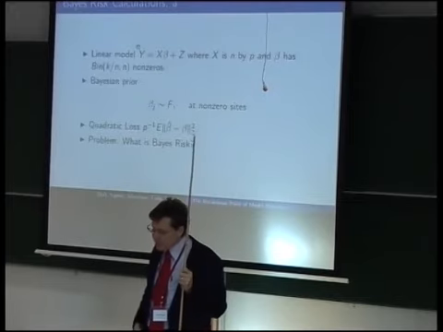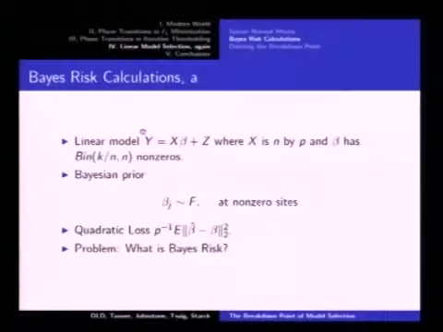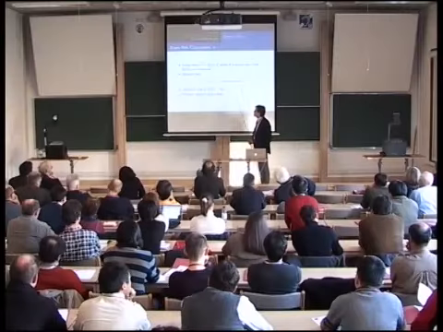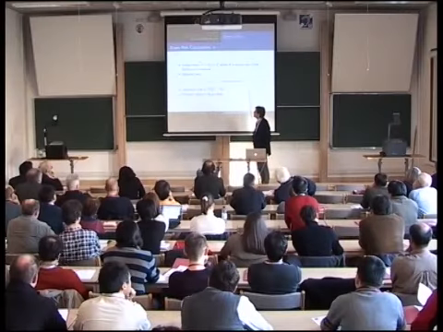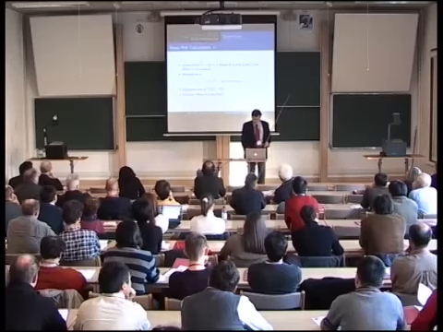So the Bayes risk calculation is based on this setup. We assume a linear model with a certain number of non-zeros in beta according to binomial. We assume a Bayesian prior on the non-zero sites, and we look at things in dimension-normalized quadratic loss. So what's the Bayes risk?